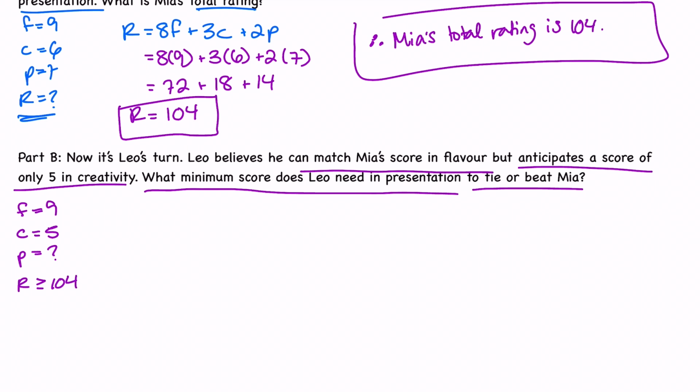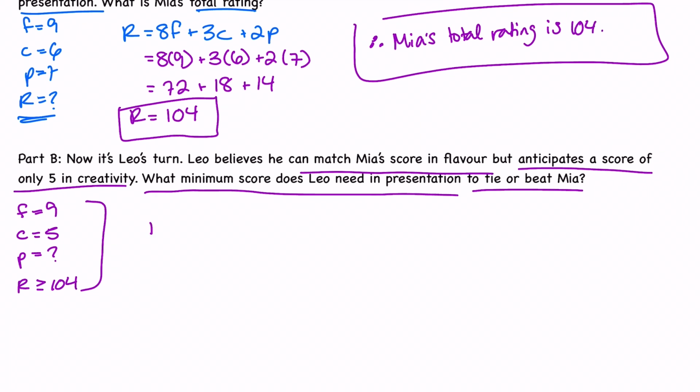Now we need an equation that utilizes all of these variables to allow us to solve for P. So that would be our total rating formula, and that is R is equal to 8F plus 3C plus 2P. So we need a minimum total rating of 104. If you get more than 104, that's great, but it's saying we could tie or beat her. So minimum, we need 104. So I'm going to use that number for our rating, and that is going to be equal to 8 times F, which we know is 9, plus 3 times C, which we think is going to be 5, plus 2 times P, which we don't know.